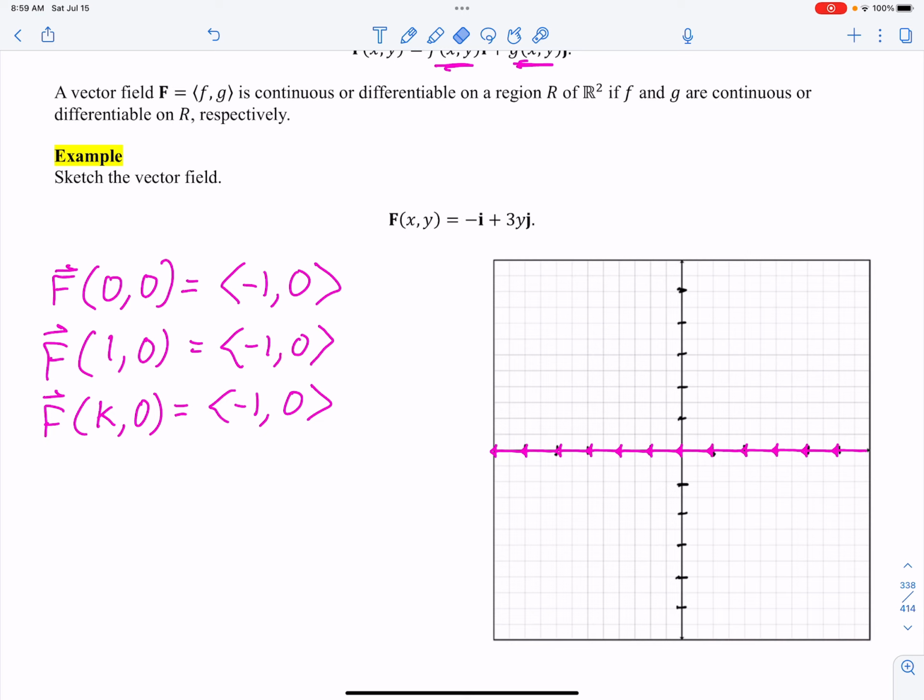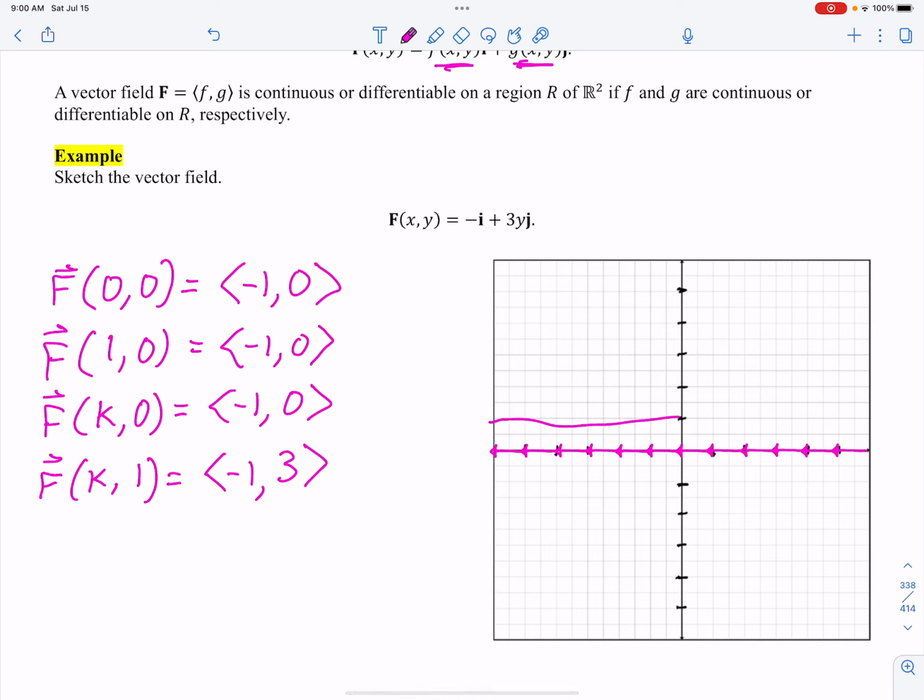We know that the x doesn't change, so I'm going to leave x. Let's pick another number. We'll say k. And then let's do 1. So if I plug that in, I still get a negative 1. That didn't matter. But now the y component, if I plug in 1, is a 3.